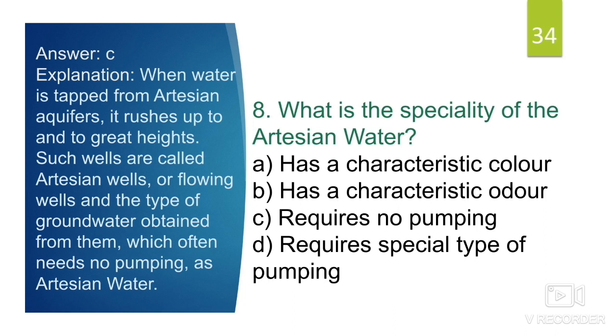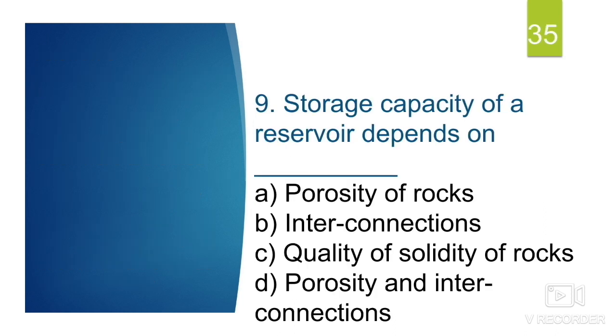When water is tapped from the artesian aquifers, it rushes up to great heights. Such wells are called artesian wells or flowing wells. And the groundwater obtained from them, which often needs no pumping, is known as artesian water. So the correct option here is option C, requires no pumping.